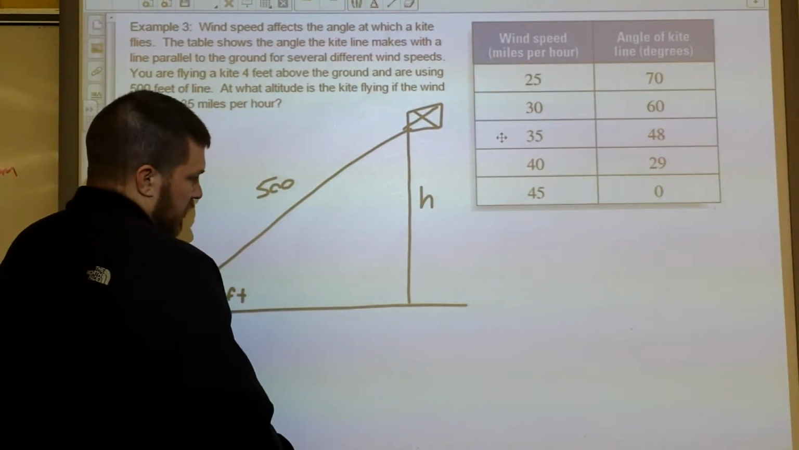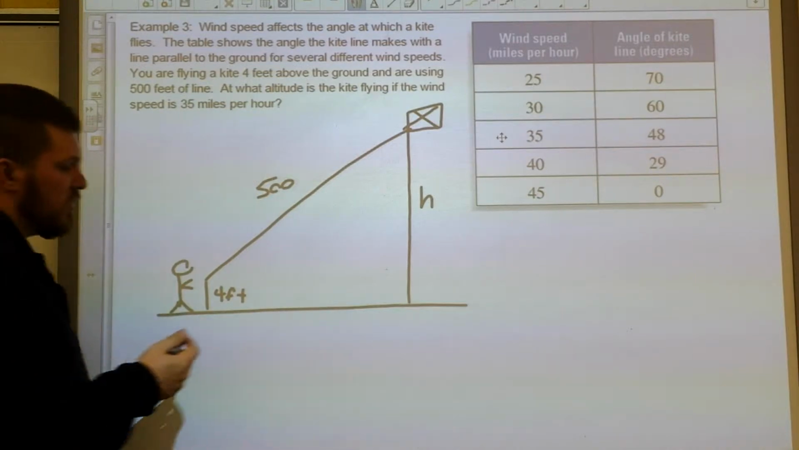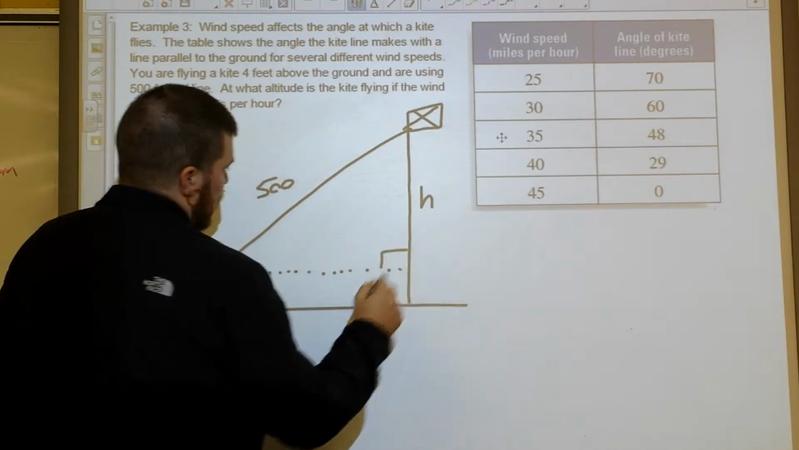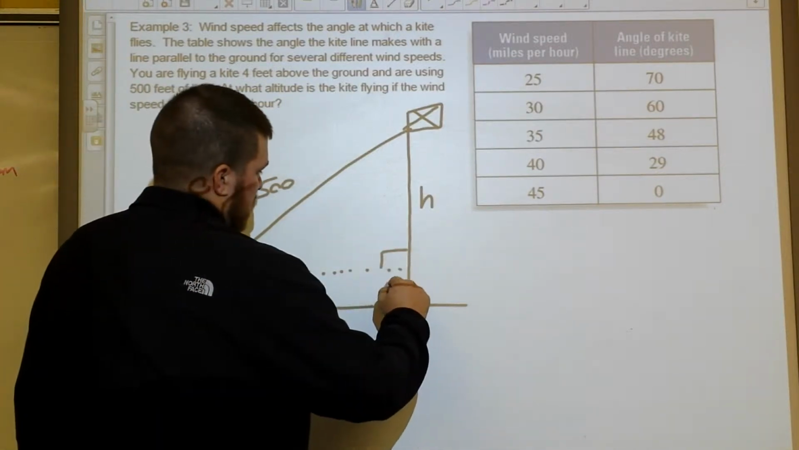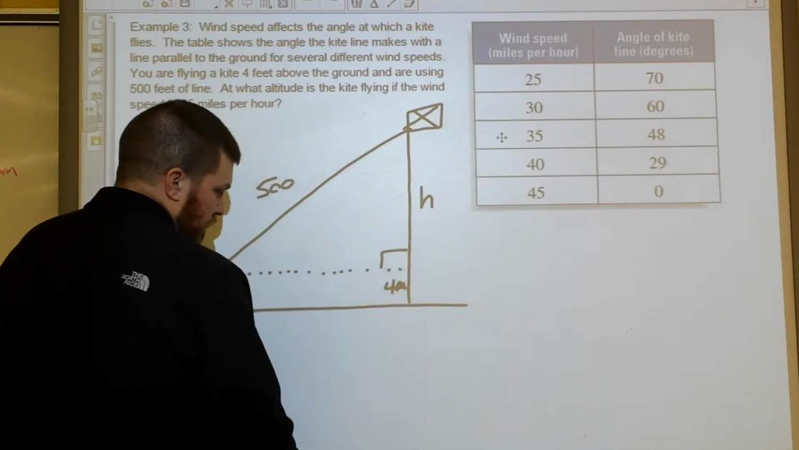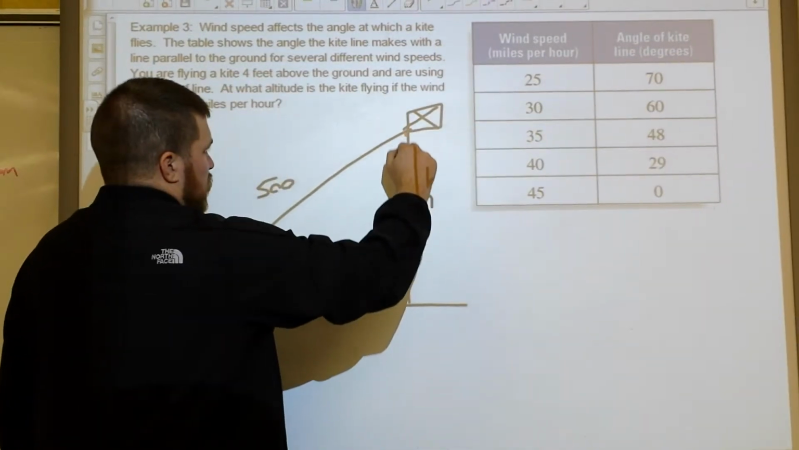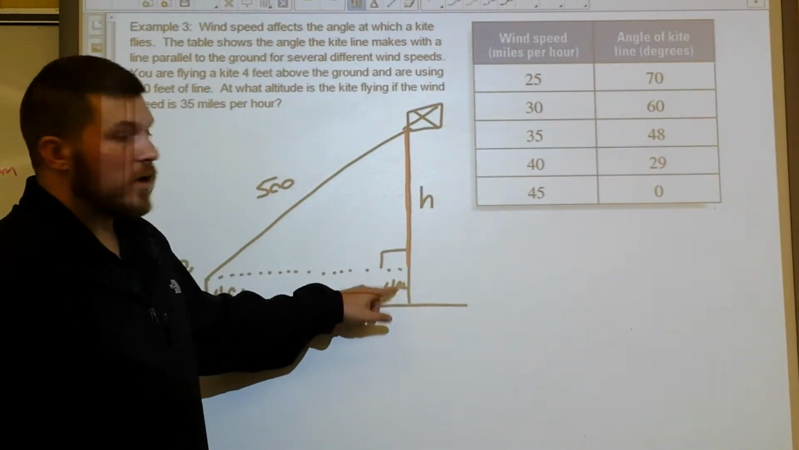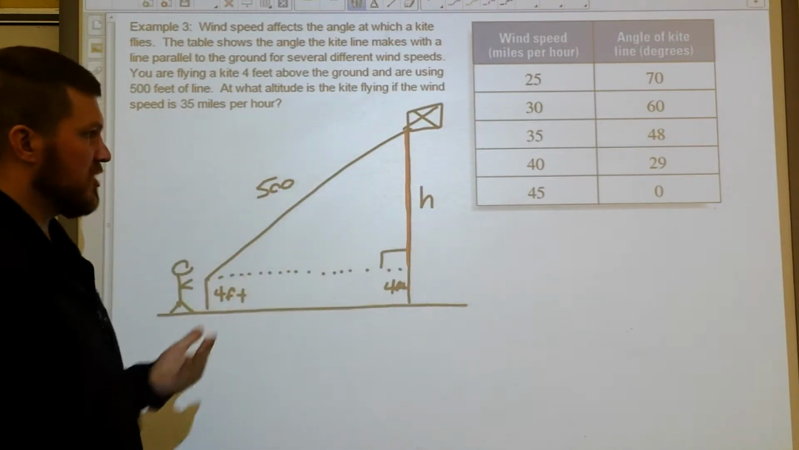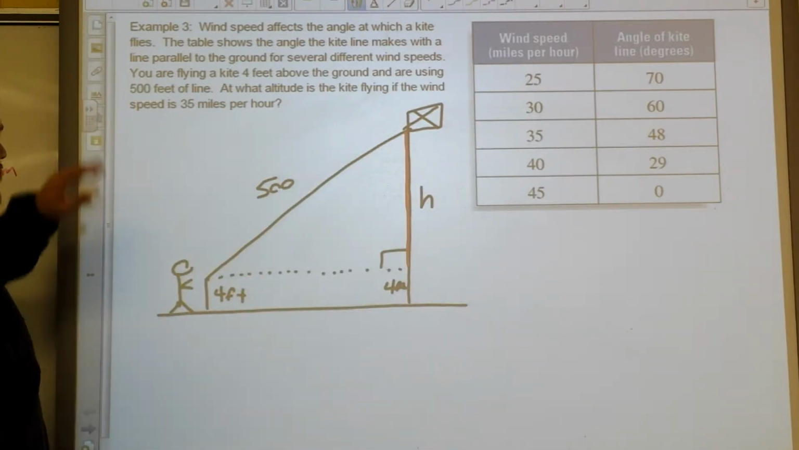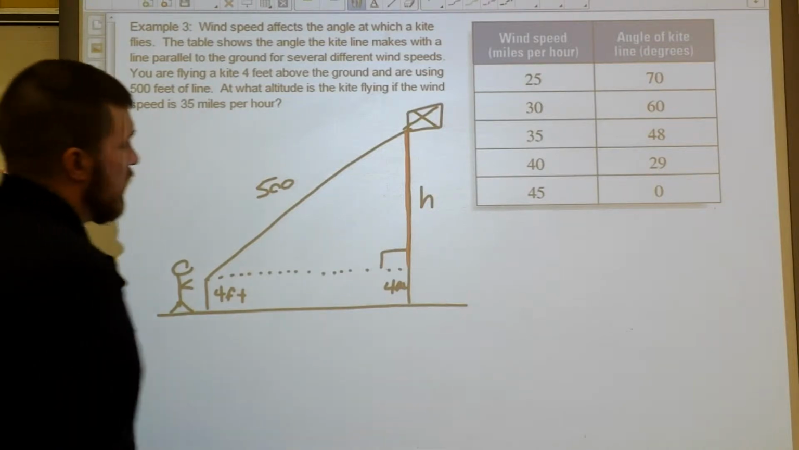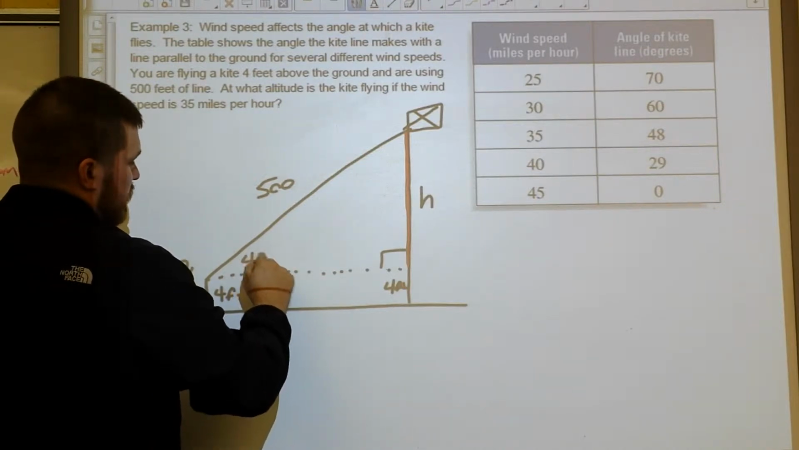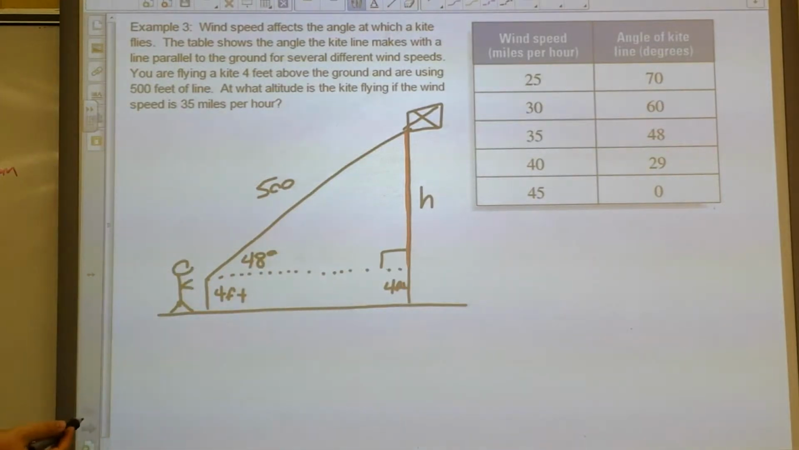Okay, so again, we have a rough picture. Now, you might see it, but what I've done, if I draw that line parallel to the ground, is I now have made a right triangle. And that means this little portion is 4 feet. So what I can do is use my right triangle ratios to find this piece right here, and then just add 4 feet onto that to find the altitude at which the kite is flying. We know that since the wind is 35 miles per hour, this angle right here, our theta, is 48 degrees. So now I've got everything I need.